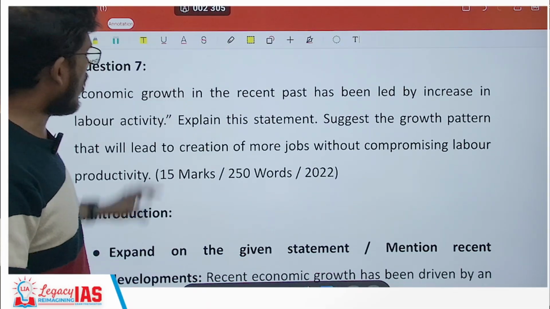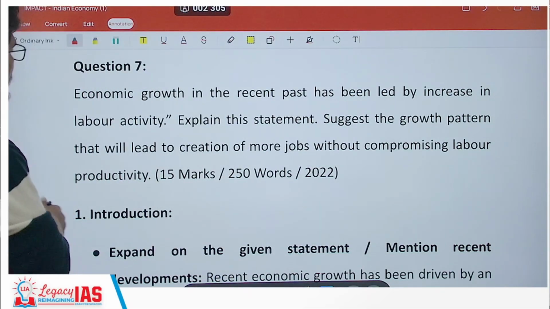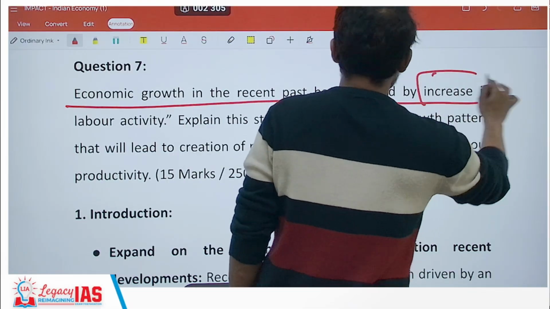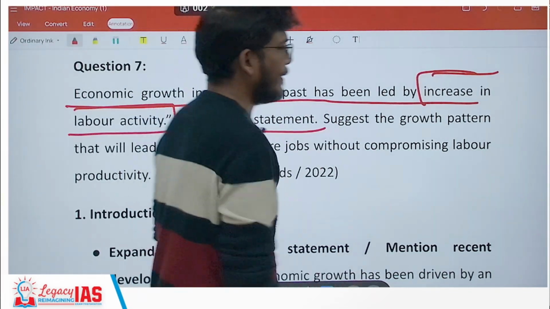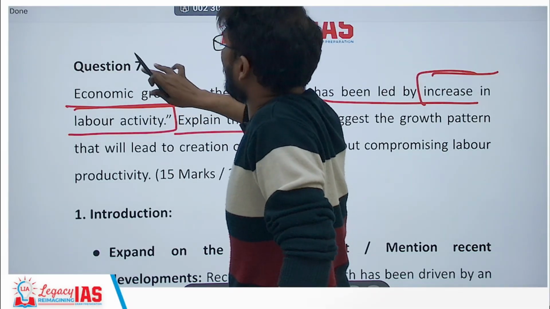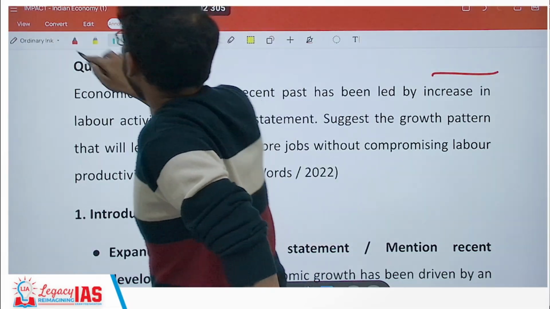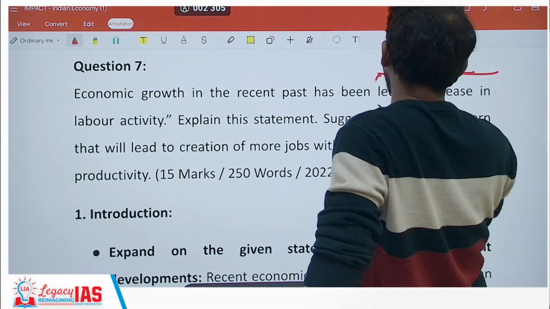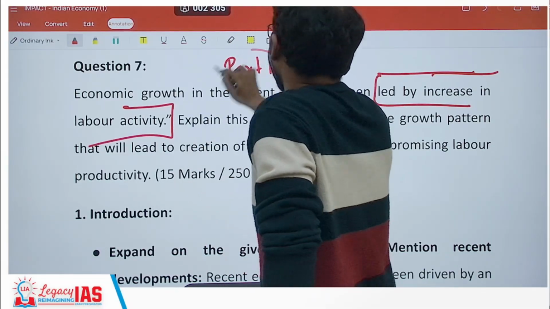Okay? Now coming on to the next question, question number 7th, let's take up here. It says that economic growth in the recent past has been led by increase in labor activity. Explain this statement. So this is the first part of the question. What is the first part of the question? The first part of the question is asking you to explain the statement. What statement? That economic growth in the recent past has been led by increase in labor activity. So this is part 1.